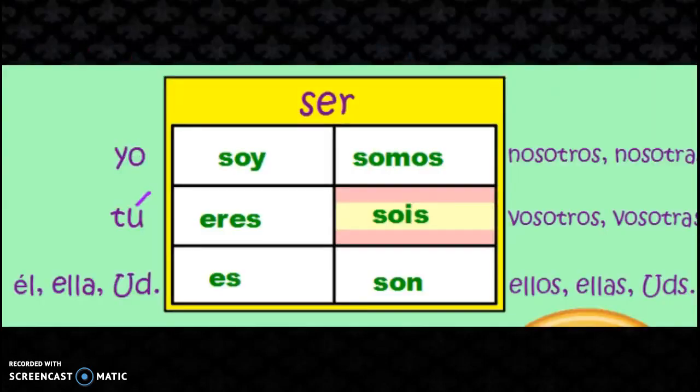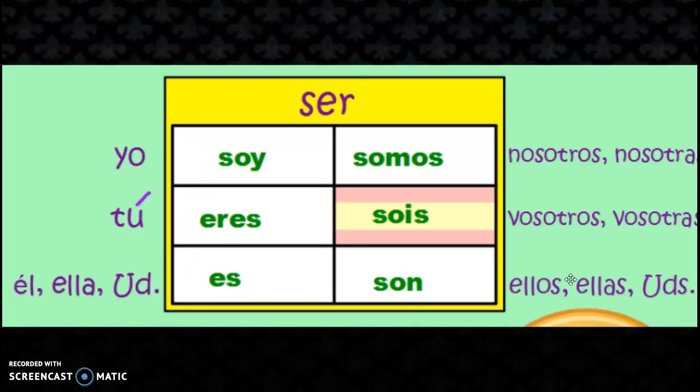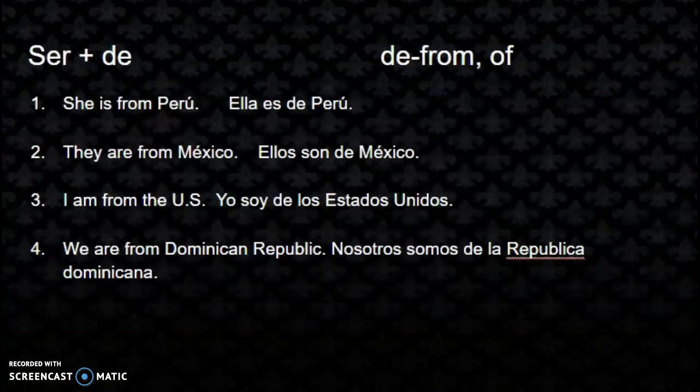So remember, ser means to be. This is how you conjugate it in Spanish. So there's a gazillion ways to say are in English. However, you have to look at the right box, figure out if you're saying they are versus we are versus you are versus y'all are. Just know what to do. Y finalmente, ser plus de is to be from.